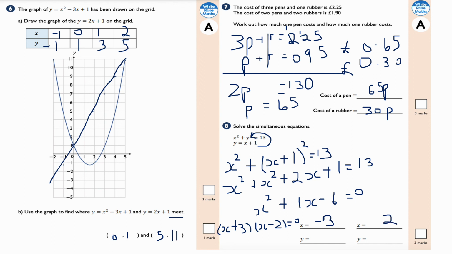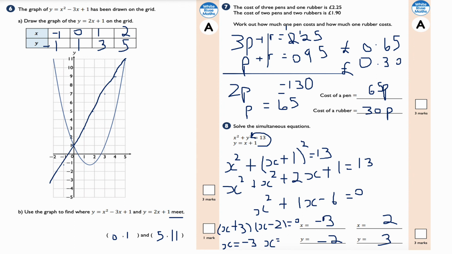Subbing this in separately, y is equal to x plus 1. Adding on 1, I get negative 2. And then adding on 1, I get 3. 2 plus 1 is 3 for that one, and minus 3 plus 1 is minus 2. So my solutions here are x is equal to negative 3, and x equals negative 2. Sorry, x equals positive 2.